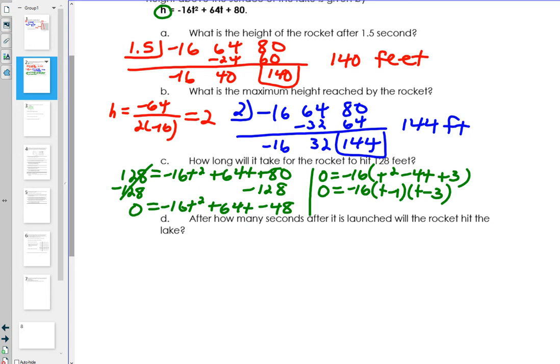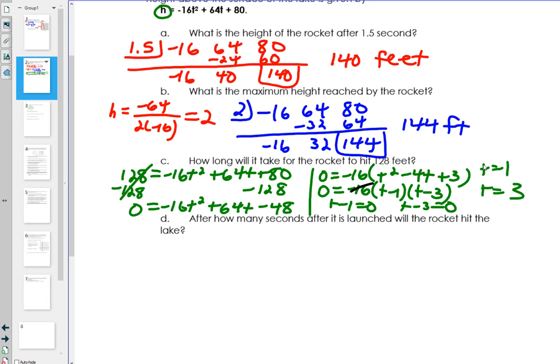The negative 16 doesn't have a variable, so as far as the solution goes, that's irrelevant. It doesn't do anything. But t minus 1 can be 0 and t minus 3 can be 0. So I end up with, sorry that I'm running out of space, but you should see that t equals 1 and t equals 3. Now remember, let's keep this in context.